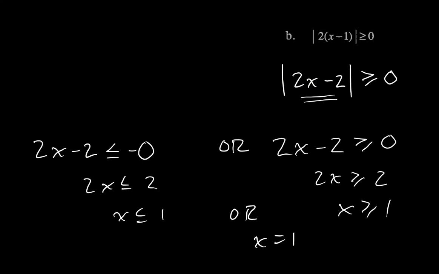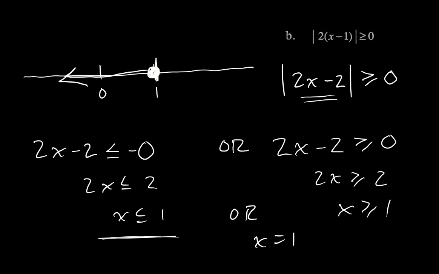Wait a minute. Would anything work? Maybe any number. Maybe I've got this wrong. Let's look at the number line. If I was to graph this, here's the number 0, here's the number positive 1, and my boundary is a filled-in boundary, right? It's solid because it's "or equal to." This says x's are less than or equal to 1, so that's this direction, or x's are greater than or equal to 1, so it's this direction.